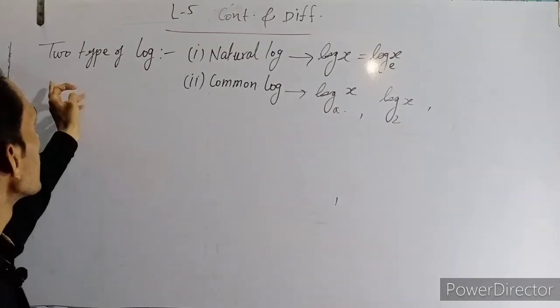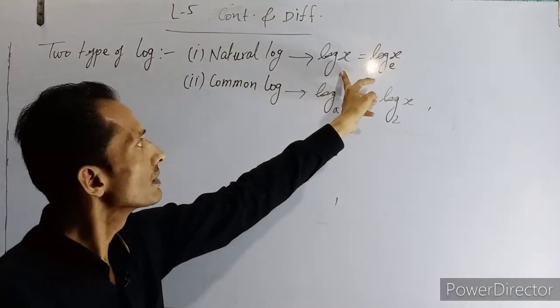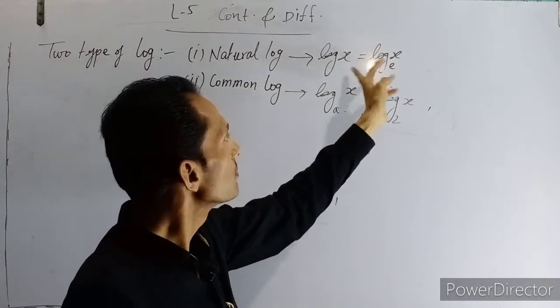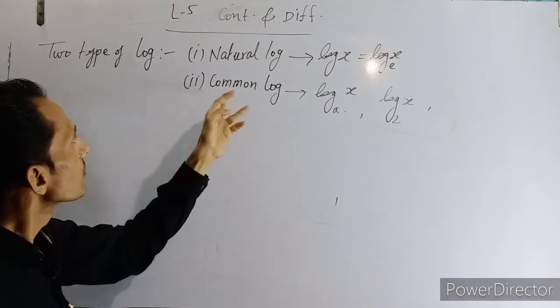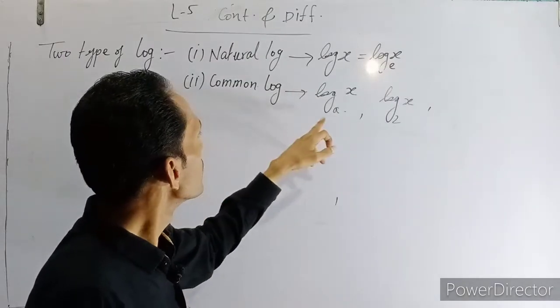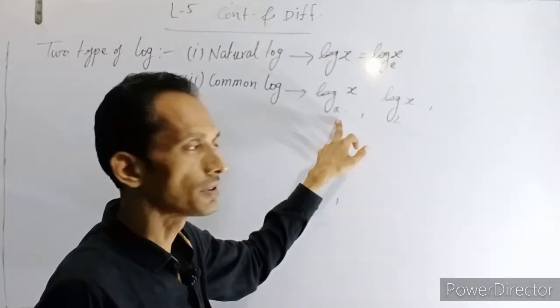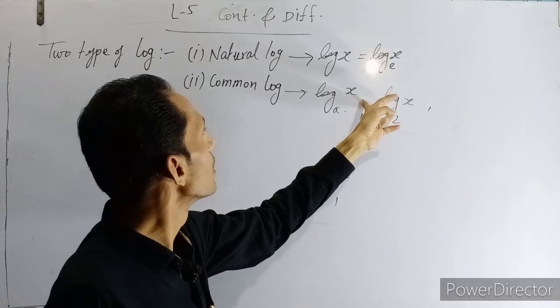First, there are two types of log. Natural log, that is called log x. If there is no base, it means e. That is called the natural log. Any log with base a, any positive real number, that is called the common log.